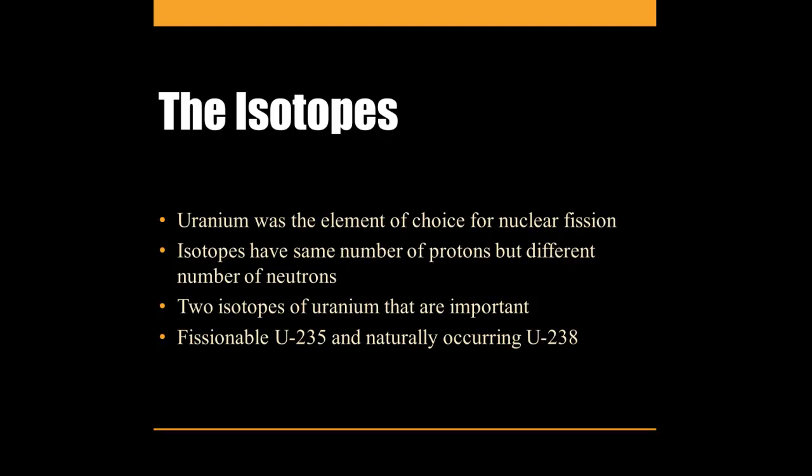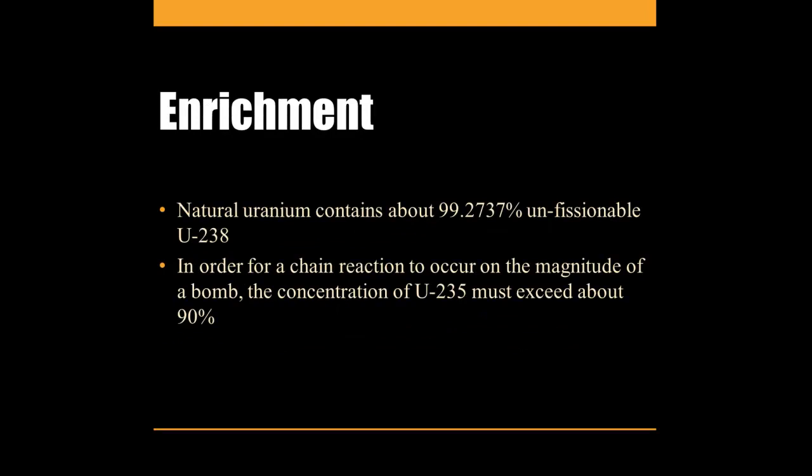Uranium has three isotopes: uranium-238, uranium-235, and uranium-234. The isotopes have the same number of protons, but differ in the number of neutrons. The common isotope for uranium is uranium-238, with an abundance of 99.2373%. The isotope used for the nuclear bomb is uranium-235. In order to make a bomb, the concentration of uranium-235 should be very high, over 90%.